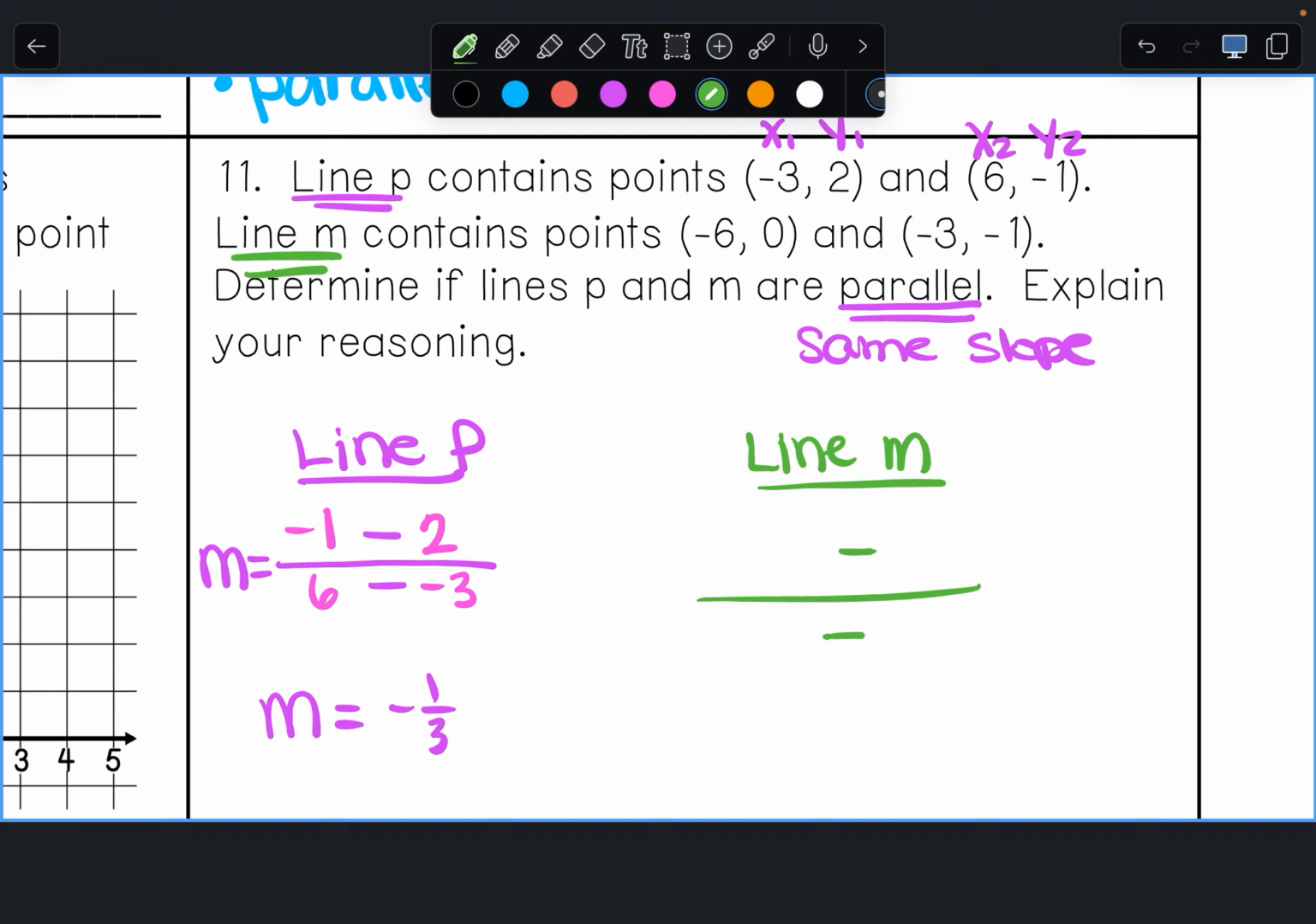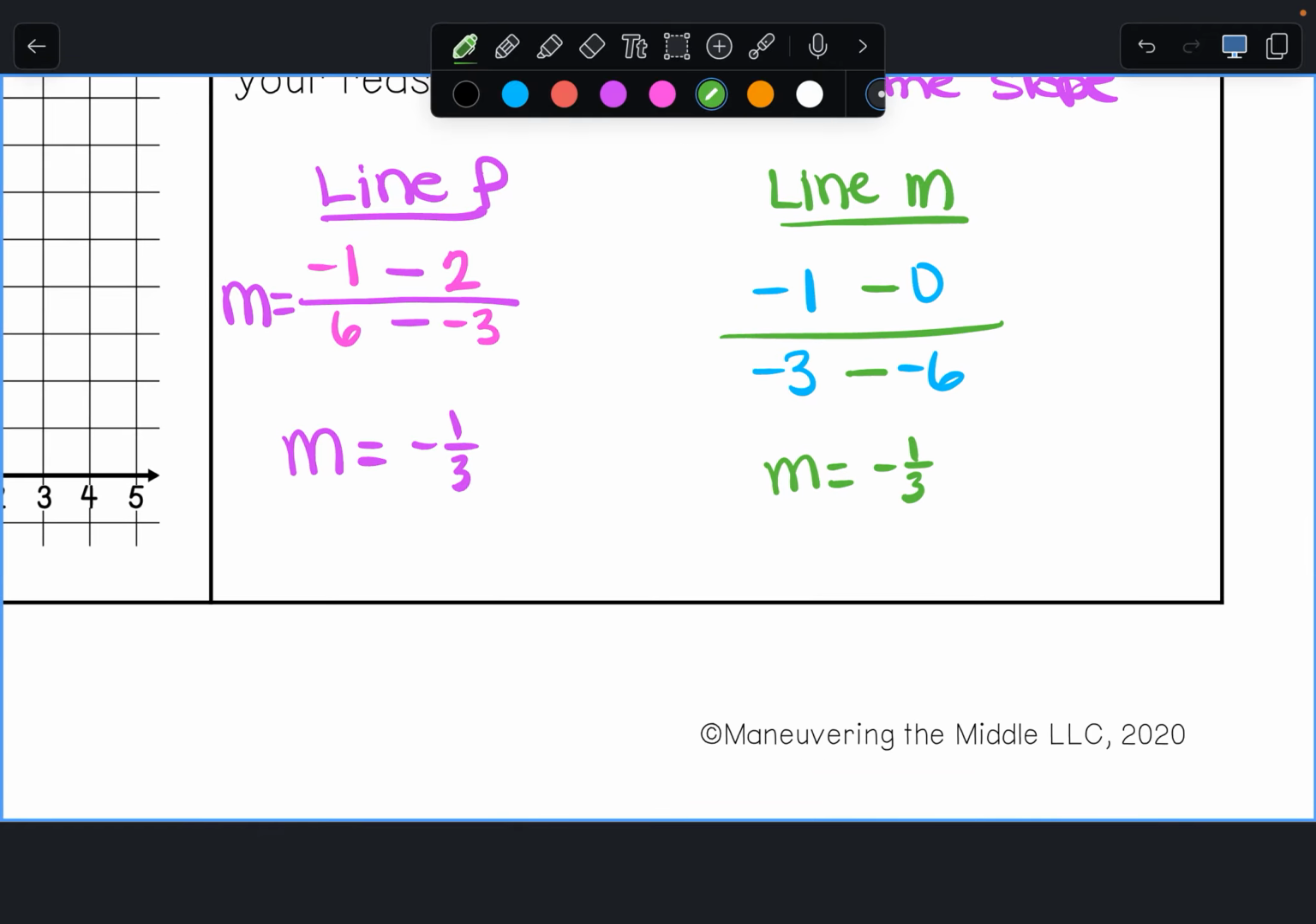At the top, what two numbers? -1 minus 0. And at the bottom? -3 minus -6. Okay. And what is the result? -1/3. Okay, so compare those two slopes. Are they the same? Are they different? The same. They're equal, so that means they are parallel.